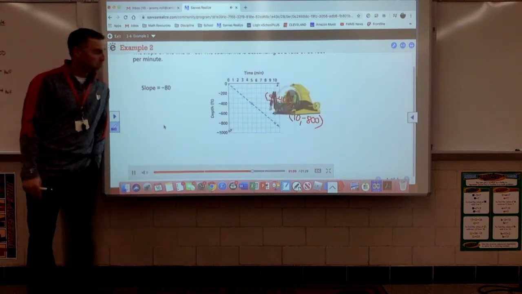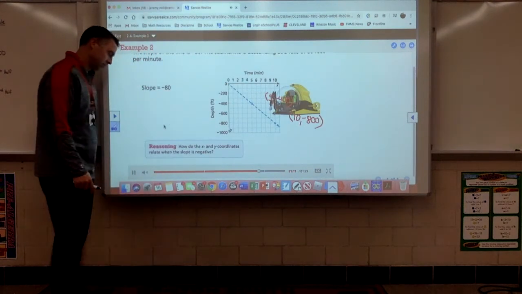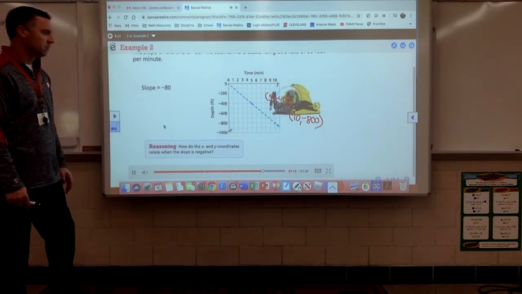What does that mean? The submarine is descending at a rate of 80 feet per minute. How do the x and y coordinates relate when the slope is negative?